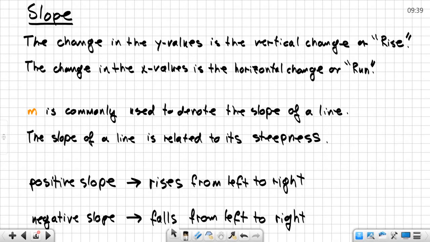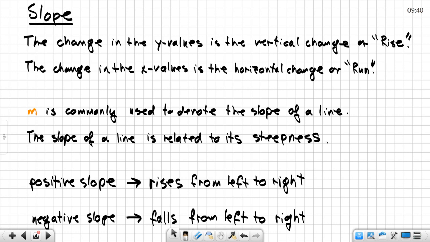In this next section, we are going to be talking about the slope of a straight line. The change in the y values is the vertical change, or sometimes called rise. The change in the x values is the horizontal change, or the run. And m is what we commonly use to denote the slope of a line. The slope of a line is related to its steepness. So in other words, it's a measurement for how steep a line is.